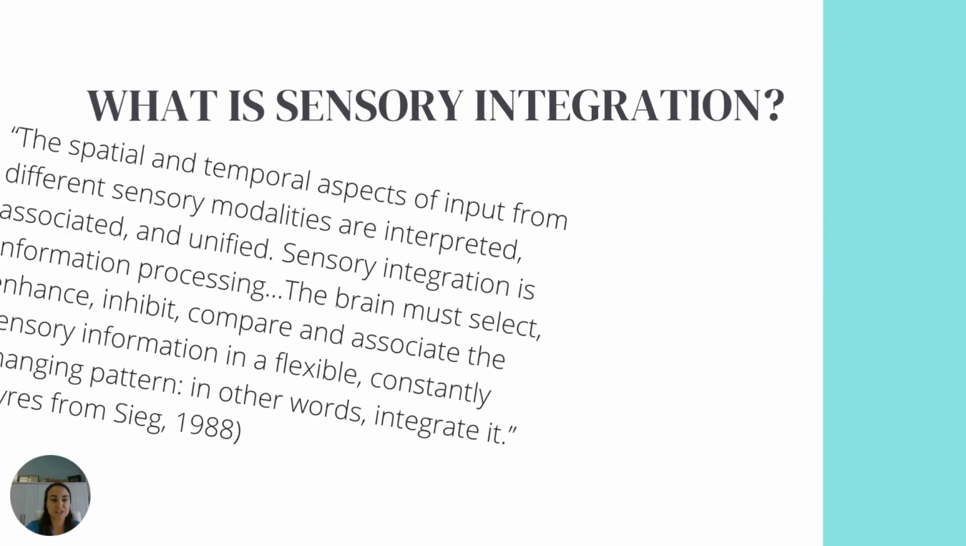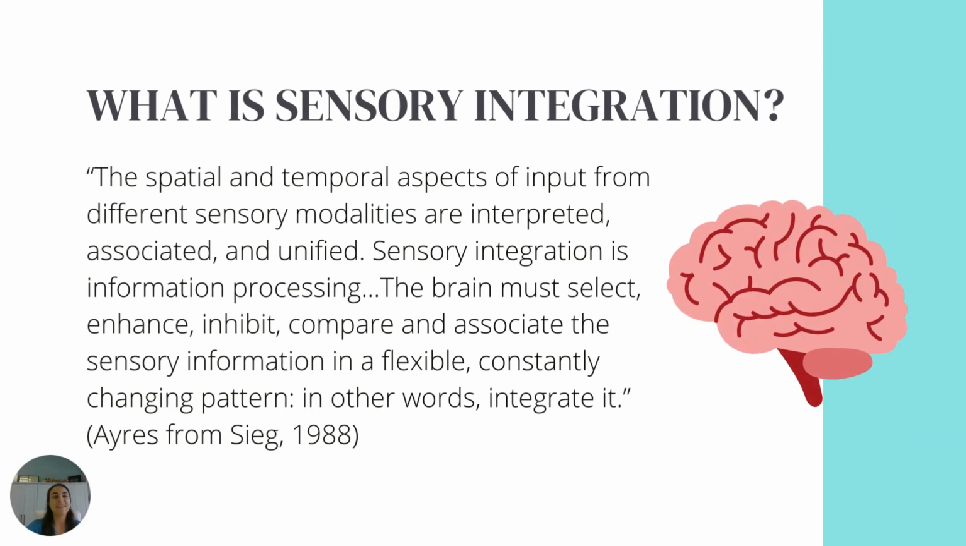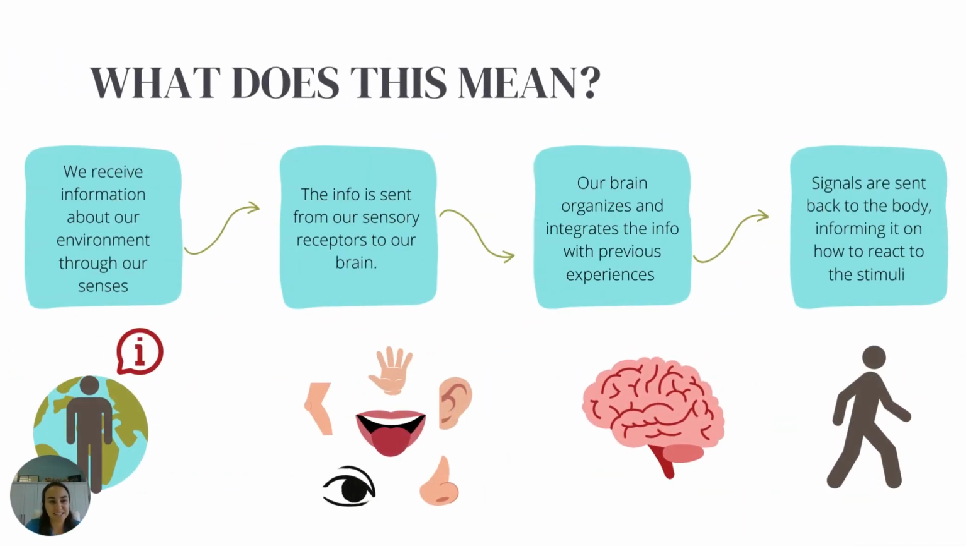Another definition that she gave was that sensory integration is how the spatial and temporal aspects of inputs from different sensory modalities are interpreted, associated, and unified. Sensory integration is information processing. The brain must select, enhance, inhibit, compare, and associate the sensory information in a flexible, constantly changing pattern. In other words, integrate it. So what does this actually mean?